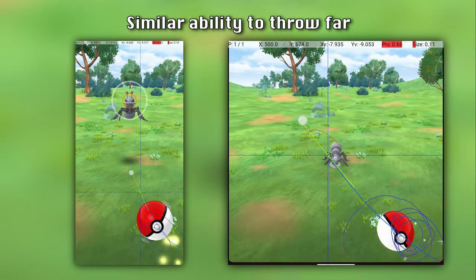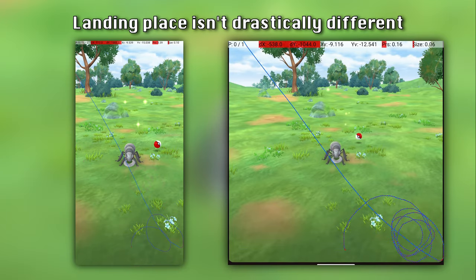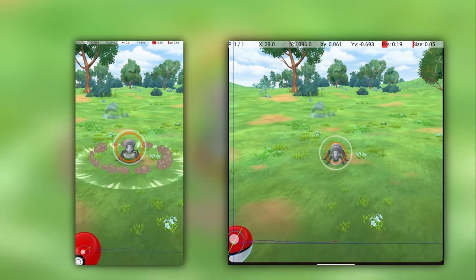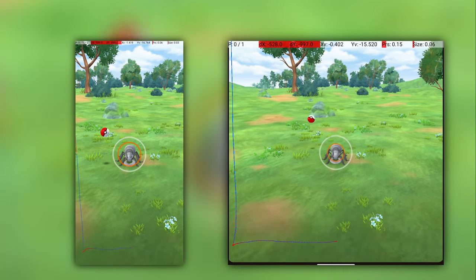I was curious if the change in screen size would make it easier or harder to throw far. I didn't get the best test of this, but on a Durant, I attempted to throw as far as possible with both my normal aspect ratio and the square aspect ratio. In both cases, I was able to throw about the same distance with a throw from the lower right to the upper left. Finally, I tried a straight throw from the lower left corner, straight up. Interestingly, in square aspect ratio, this resulted in the throw actually aiming toward the Pokemon and almost hitting it. It ended up being a very similar throw path, as was achieved with my normal aspect ratio.